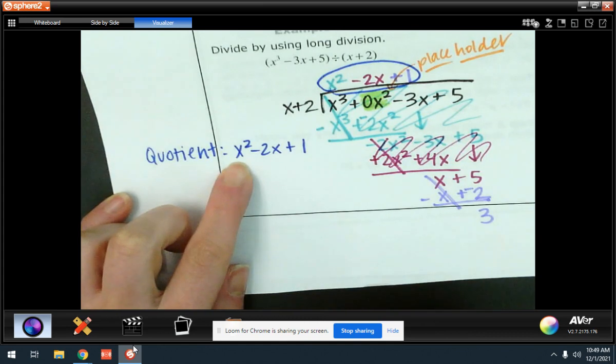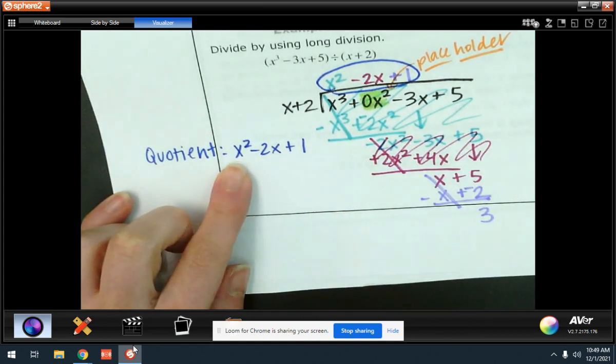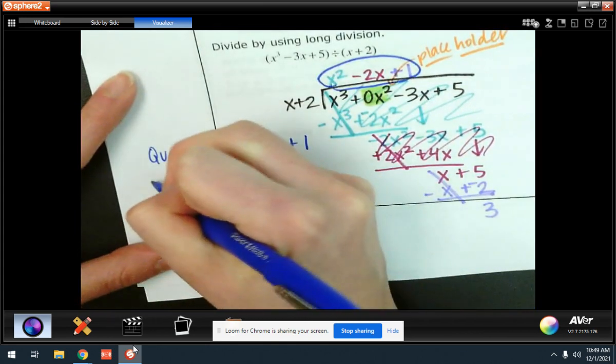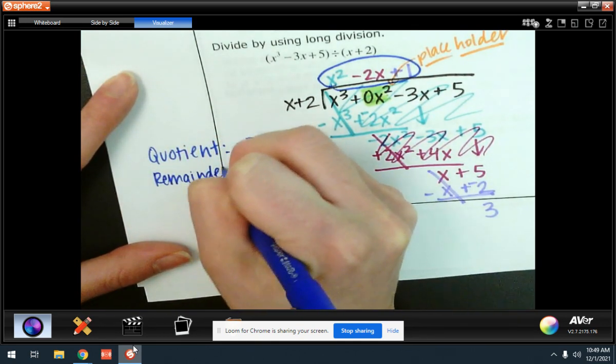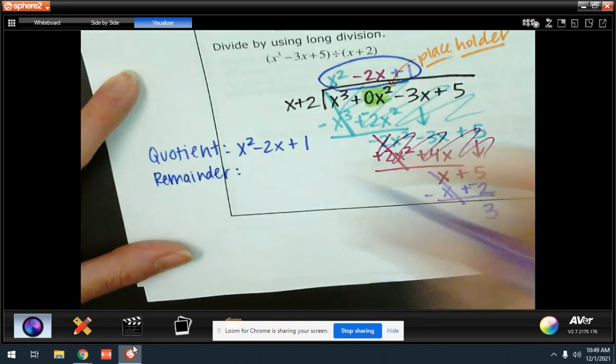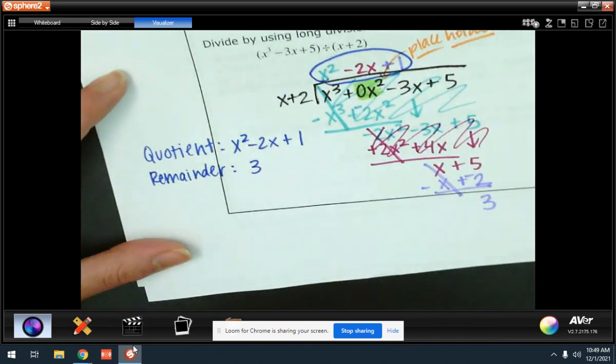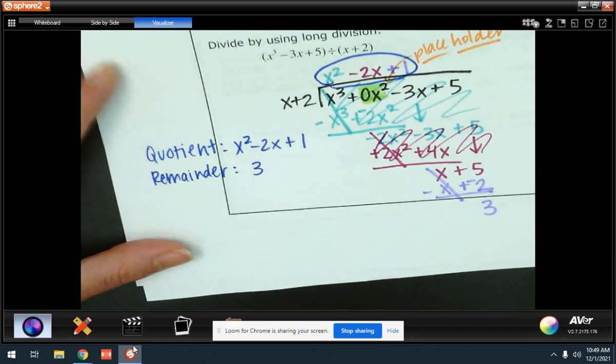Algebra 2 standard says identify the quotient. You just identified the quotient. It also asks to identify the remainder. So if a test question asks you just to identify the remainder, the only thing you would type in is the 3. It's just a number.